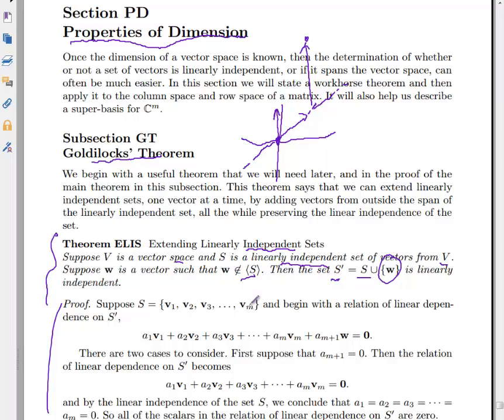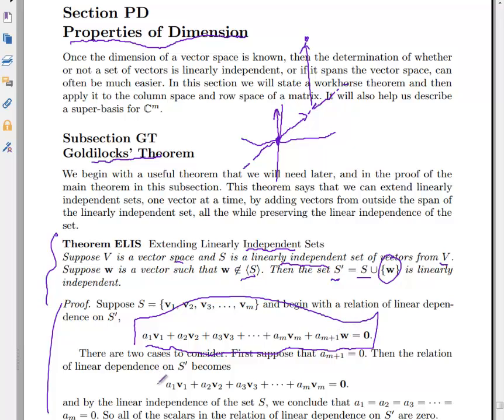And the proof: how do you prove things are linearly independent? You want to see if they're not linearly dependent. So we want to show that this set of vectors, S plus W, is linearly independent. To show whether they're linearly dependent, we have to create a linear dependence relation, a homogeneous linear dependence relation. And there are two possible cases. One case is that a_(m+1) is equal to 0, that is, the coefficient of W is equal to 0.